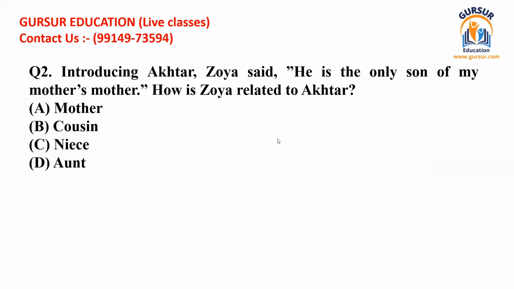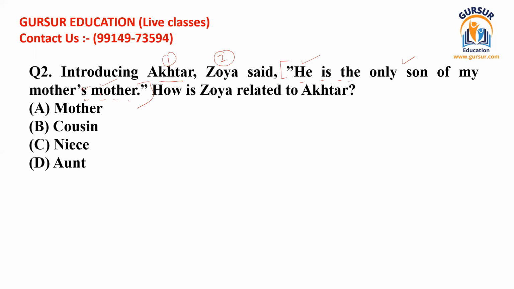and this is also somewhat similar to the previous one, or maybe it can be the difficult one. We see what has been asked. So there are two parties. The first one is introducing Akhtar. Joya said. Joya is saying something. So she is the second party and Akhtar is the first party. After that, here is one statement. The statement is, he is the only son of my mother's mother. So Joya is saying about Akhtar that Akhtar is the only son of my mother's mother.